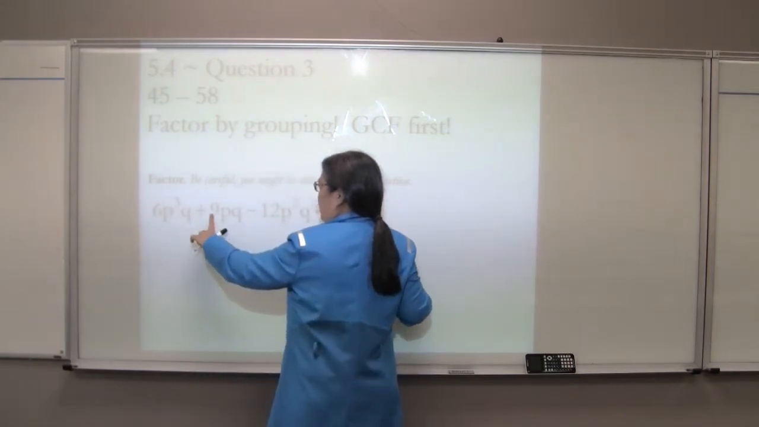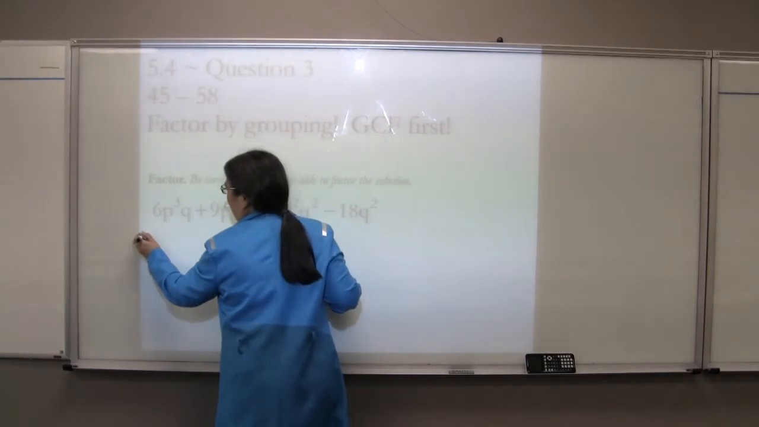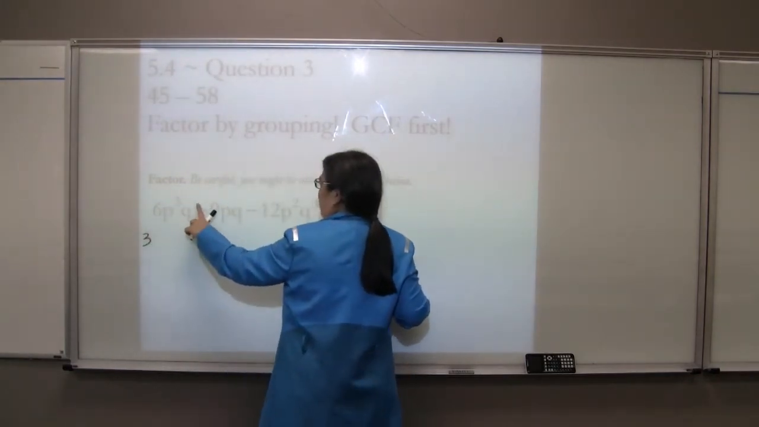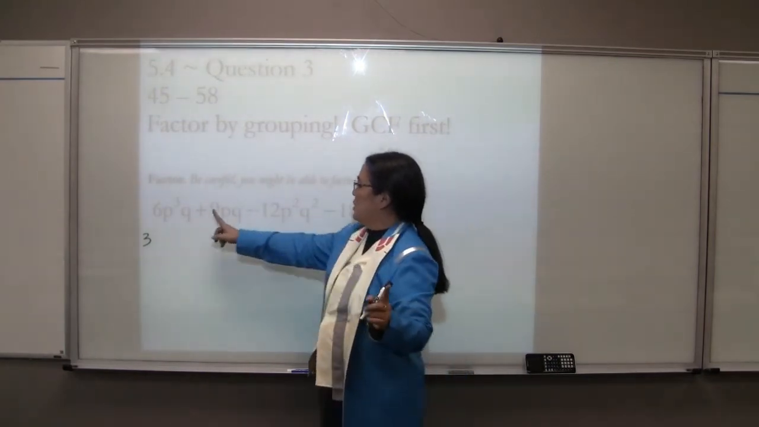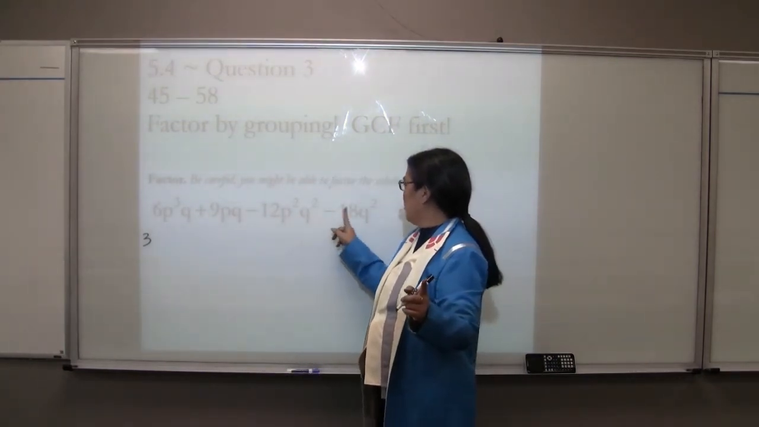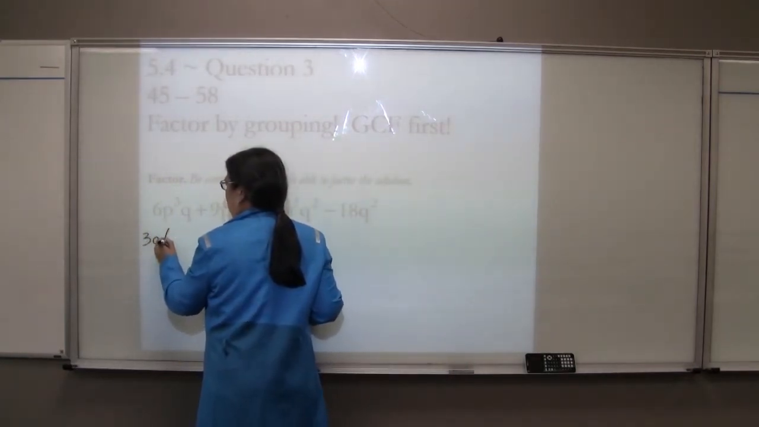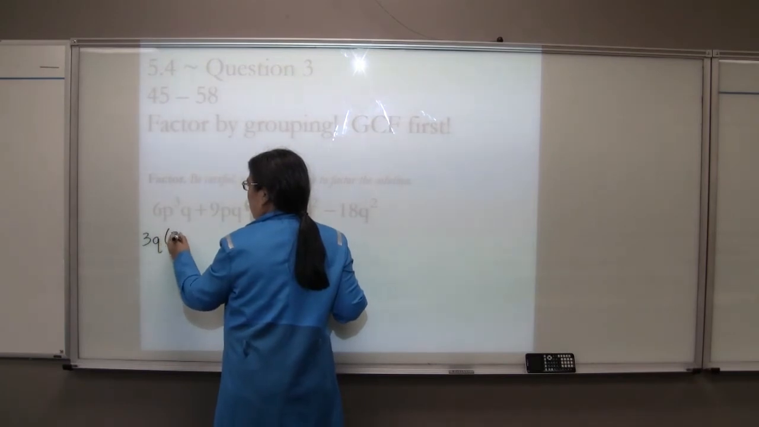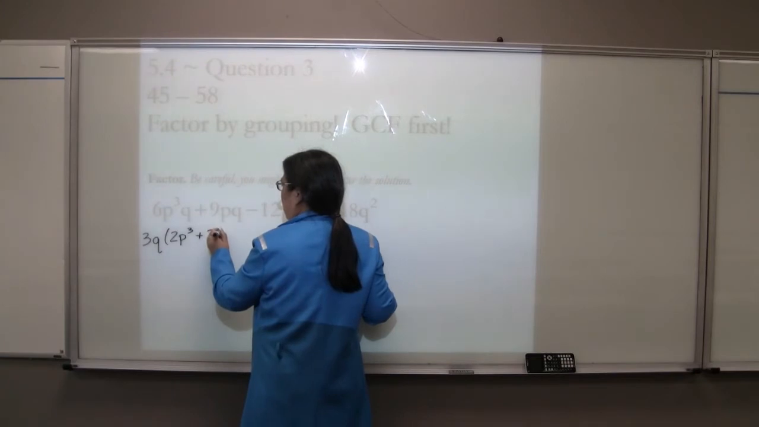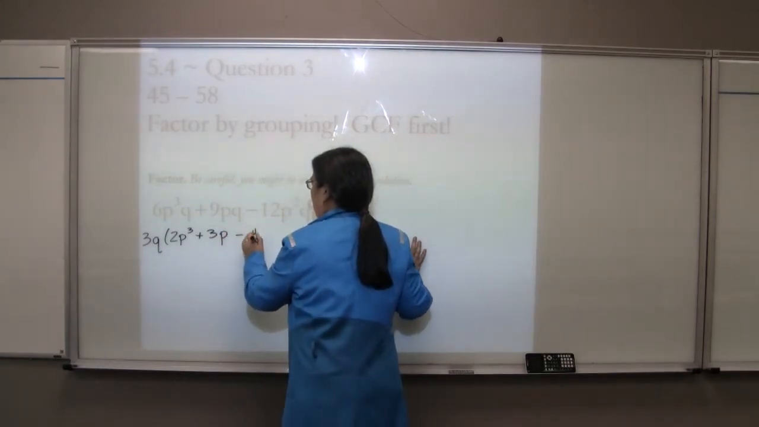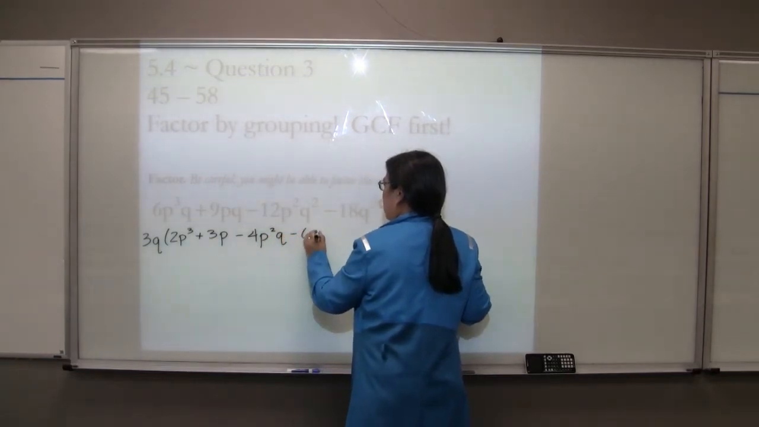I can divide by 3 and 2. I can only divide it by 3. I can only divide by 3 and I can only divide it by 3. I am taking out a 3. There's 3 p's, there's 1 p, there's 2 p's, there's no p's. I can't take a p out. There's 1 q, there's more than 1 q, and there's more than 1 q. I can take out a q. Leaving me with 2p cubed plus 3p minus 4p squared q minus 6q.